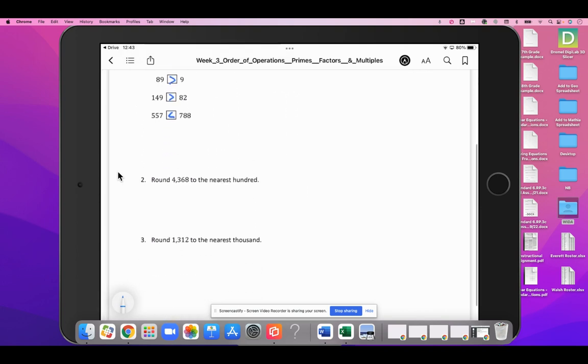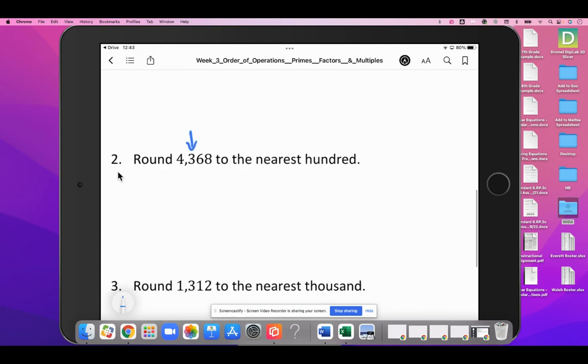Next, we got some rounding to do. We're going to round to the nearest 100 on this one. So we're rounding to the 3, which means we need to look at the number after the 3 and ask ourselves, is that number less than 5, or is that number 5 or larger? It's a 6, so it's larger than 5, so we need to round up, which is going to make this 4,400.